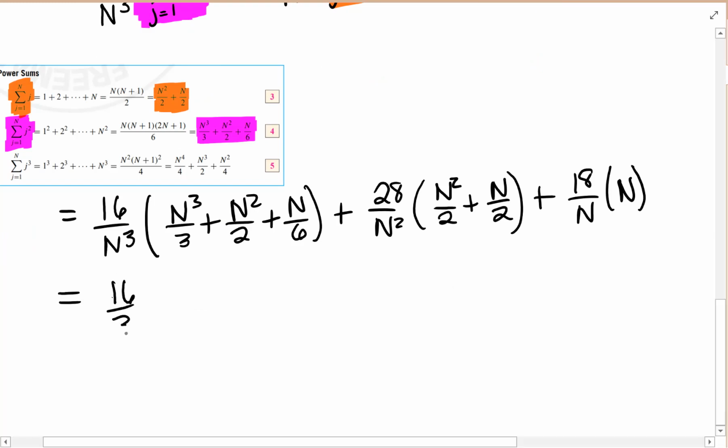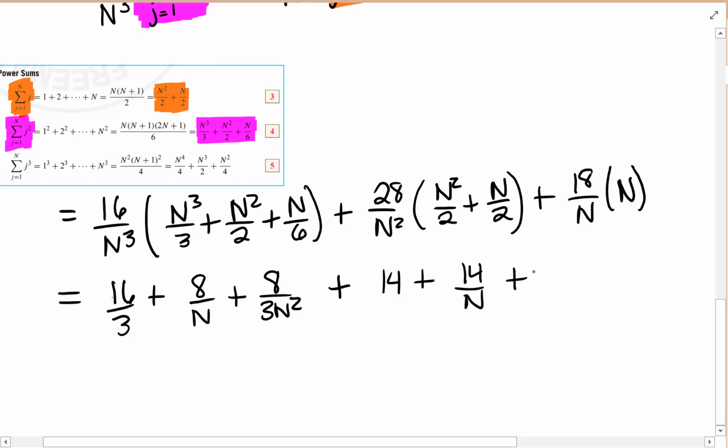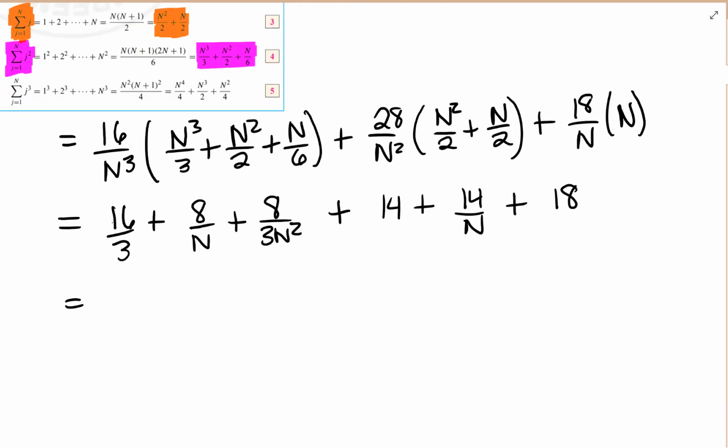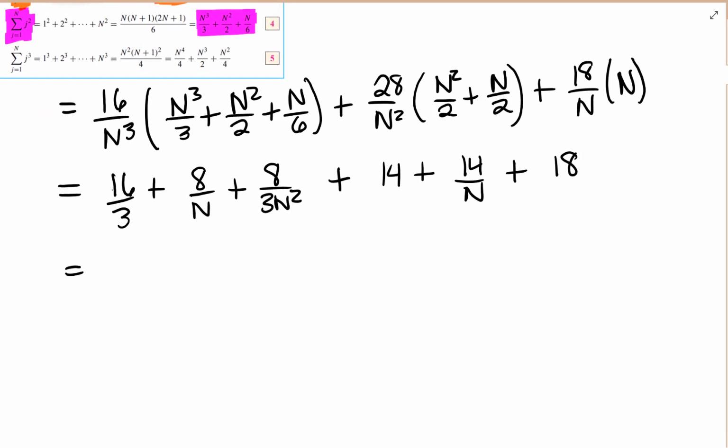16 over 3 plus 8 over n plus 8 over 3n squared plus 28 over 2 is 14 plus 14 over n plus 18. Only your denominators have powers, so they didn't write it in any particular order. And really the order doesn't matter that you write it in, right? Because you're going to take the limit of that expression anyways.